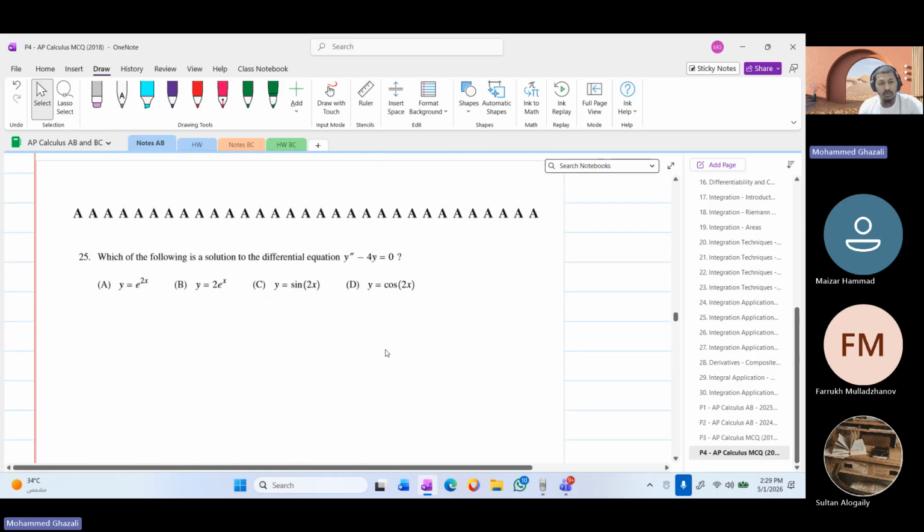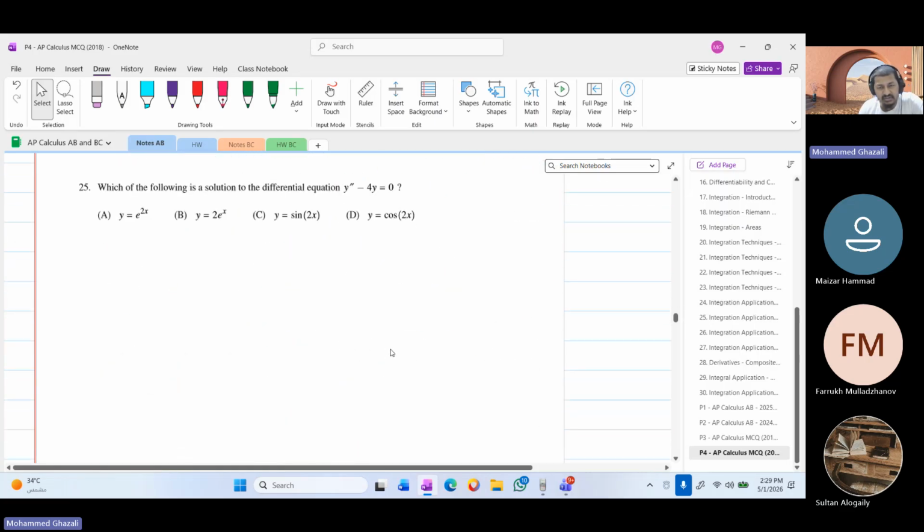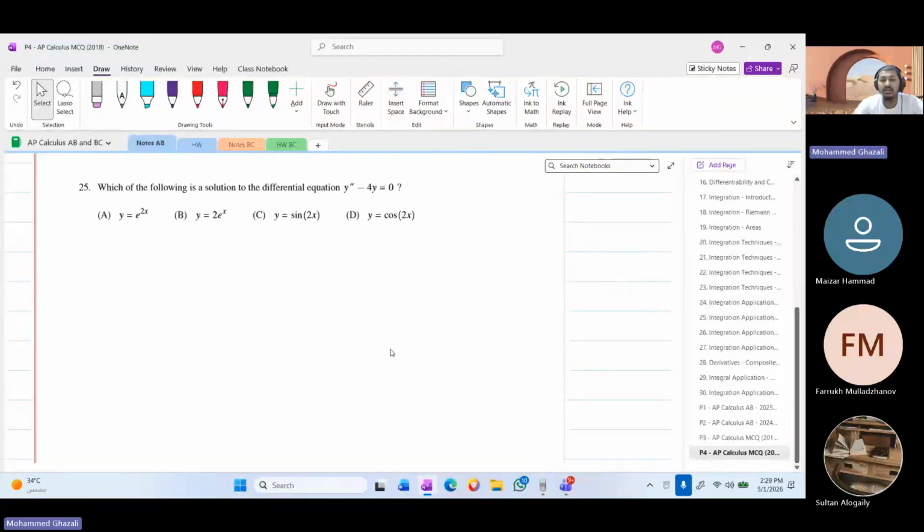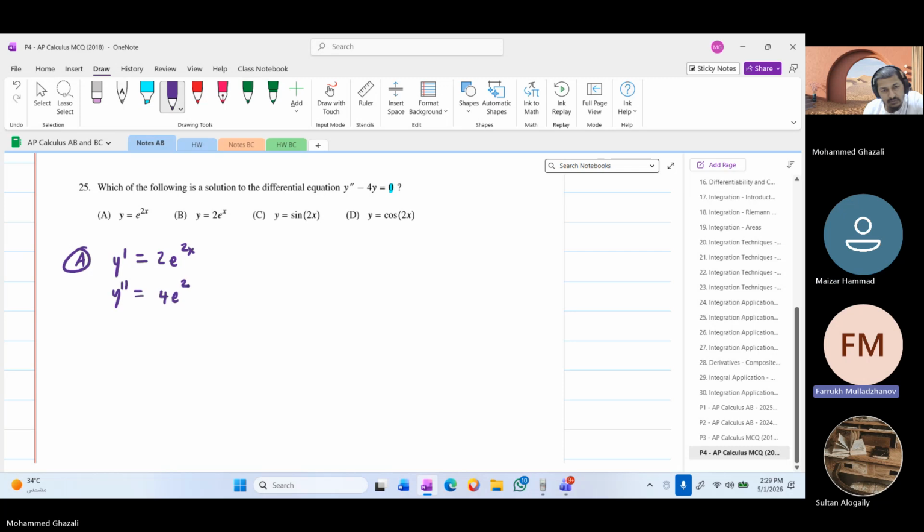Let's look at this now. Which of the following is a solution to the differential equation? The thing about these types of questions is you have to differentiate each one, put it back into the original equation and see if it works and make sure the answer is equal to 0. Let's try the first one. So y prime is 2e to the power 2x. Are we good? And y double prime is 4e to the 2x. Very good.